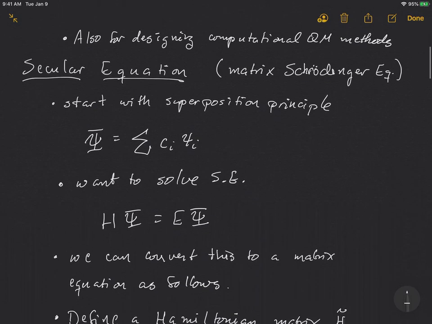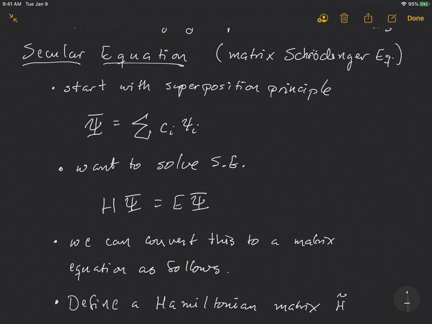So we start with something called the secular equation, or the matrix version of the Schrodinger equation. It starts with something that we're familiar with and that's been a recurring theme in this course, which is the superposition principle, that we can represent the wave function of a system. It could be a fairly complicated wave function, and we can represent it as a sum or linear combination, a weighted sum of other functions. They could be eigenfunctions of a simpler Hamiltonian, things like sines and cosines, or it could be a polynomial, something like a Taylor-Maclaurin series, that sort of thing.